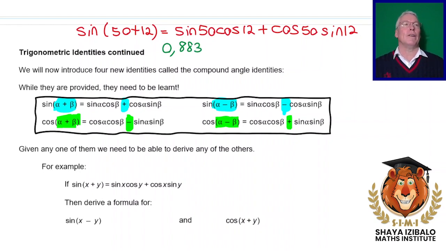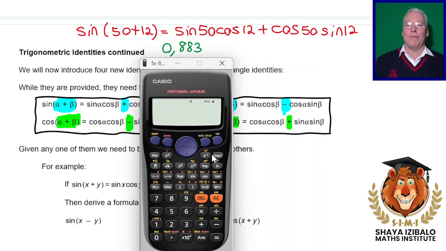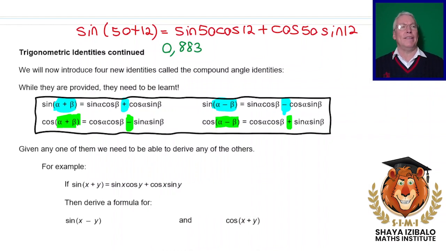Okay, now using our calculator, we're going to work the rest out. We're going to work out sine of 50 times by the cos of 12. And then we're going to add the cos of 50 times by the sine of 12. That's what our expansion says. And we get exactly the same number. Right, so these are facts. These are identities which are always true.